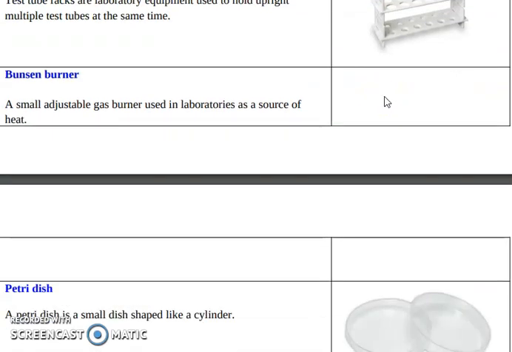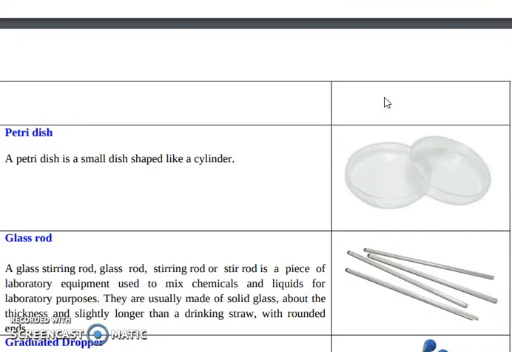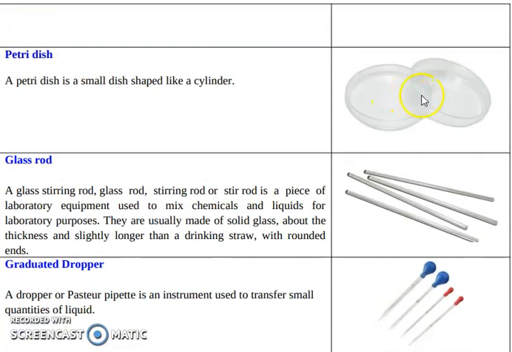Bunsen burner. A small adjustable gas burner used in the laboratory as a source of heat. Petri dish. You can see this is a petri dish. A petri dish is a small dish shaped like a cylinder.